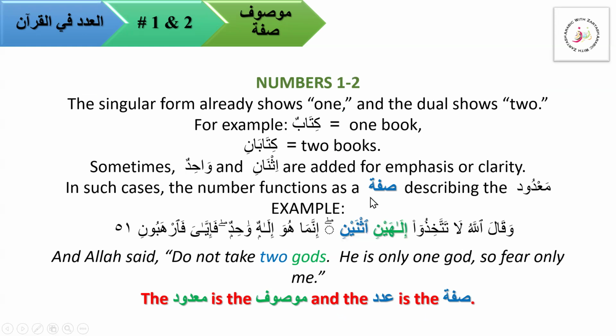This is the main thing that we are going to remember in the end of the numbers: what each set of group is called. For 1 and 2, whenever we see 1 and 2 with the noun, we are going to take them as a mawsuf sifa fragment. So let's see here. The number functions as a sifa describing the madud.